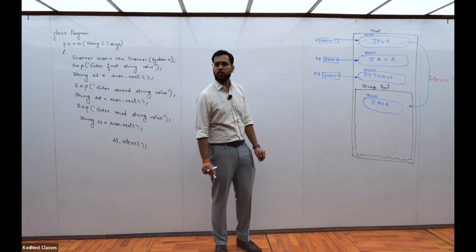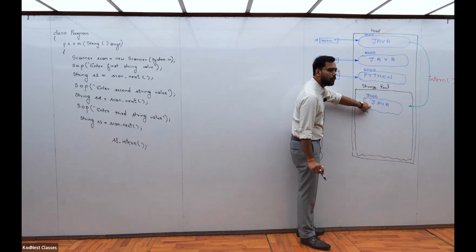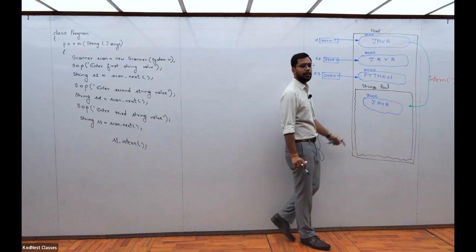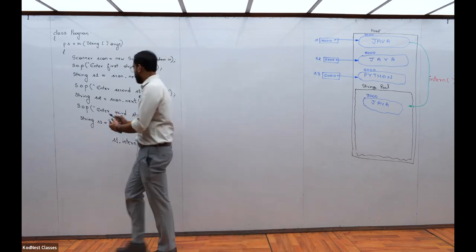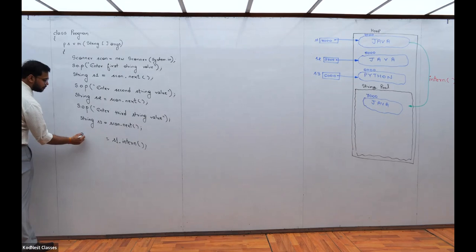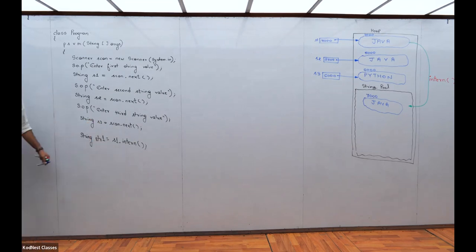But I want to use that string. Can I use it now? Why not? Very good, there is no reference variable. So how do we create a reference variable? Here I will write maybe String str1 is equal to s1 dot intern. Something like this I will mention.